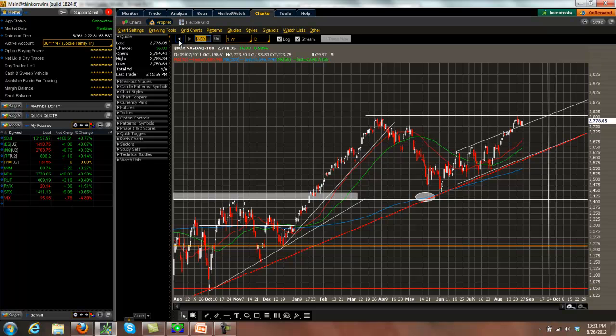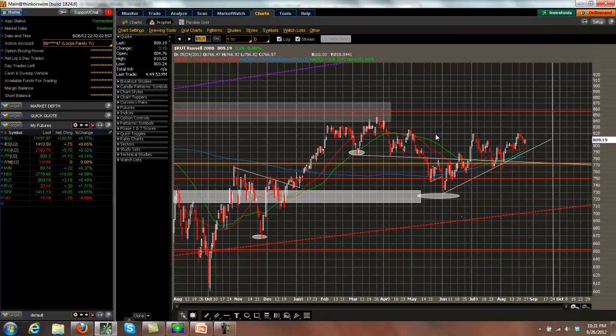And let's see here. We'll go back to the Russell. And I pulled some trend lines off of the Russell. But basically, we came up into this area here. Whoops, let me go here. Which is the top of this. The top of that. Top of here, top of here.